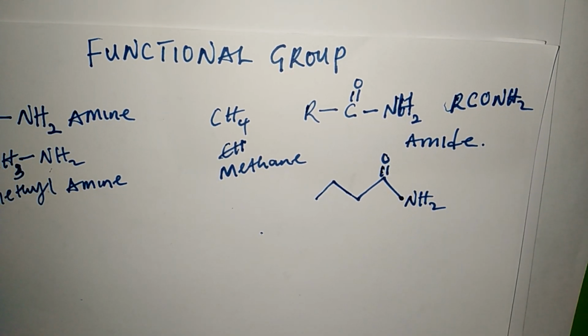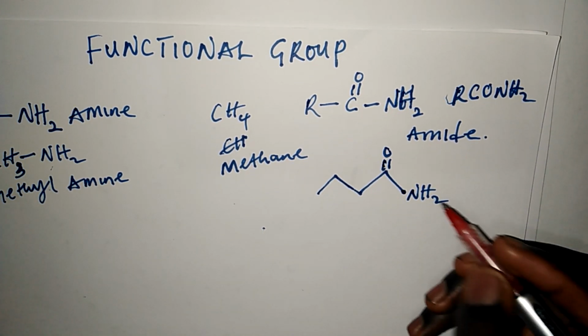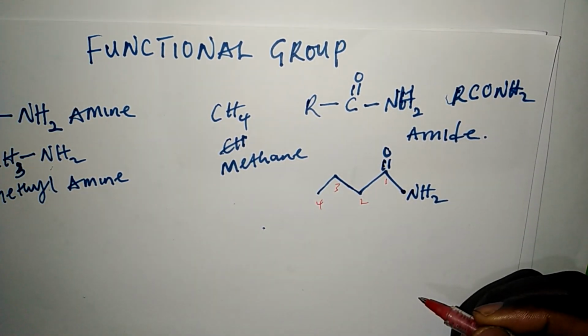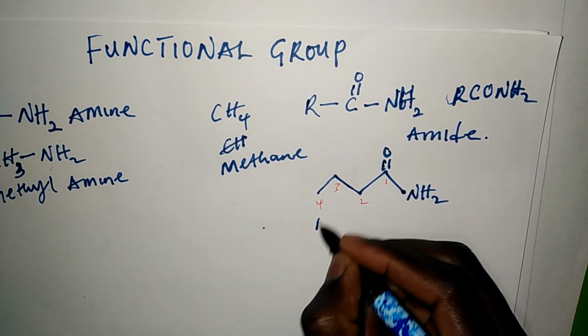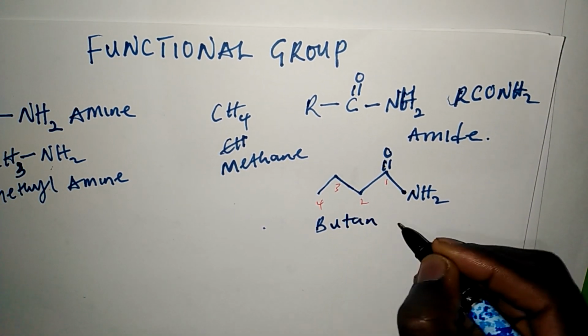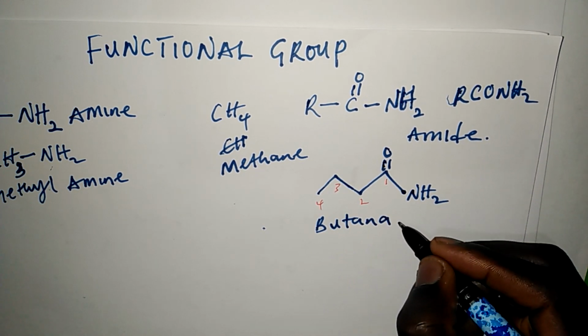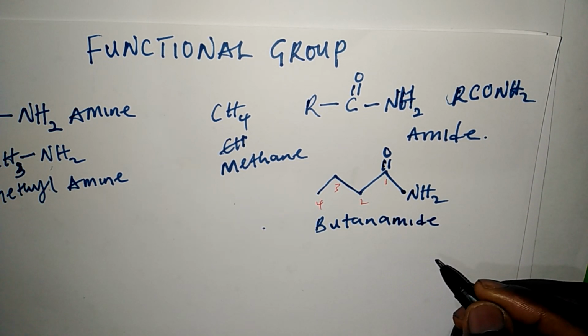To name this particular compound, we start the numbering at the side that contains the amine. We have 1, 2, 3, and 4. Now, since it's 4, we know that it's butane. Now you add amide, so you drop the ending E and add amide, so it becomes butanamide.